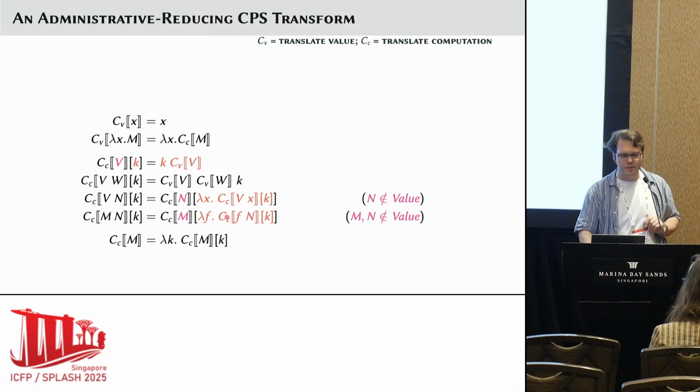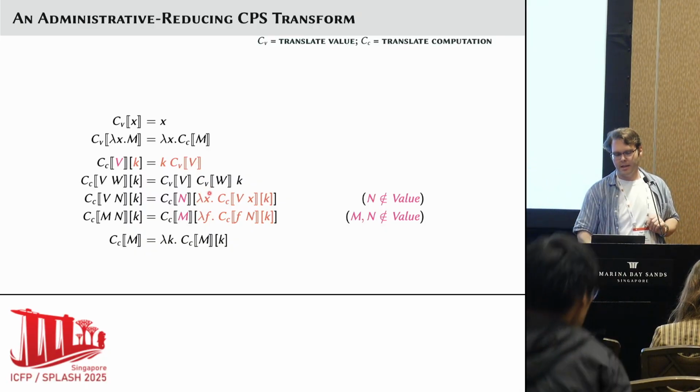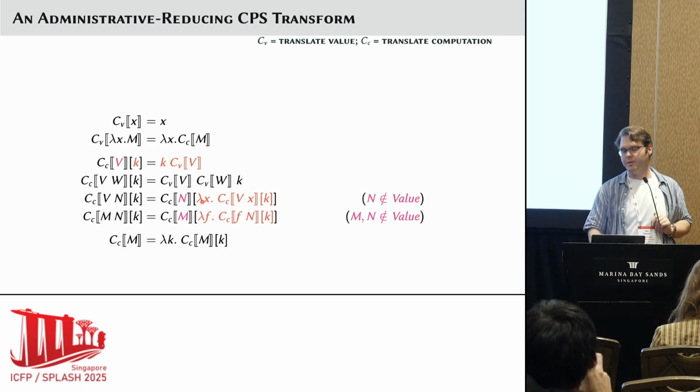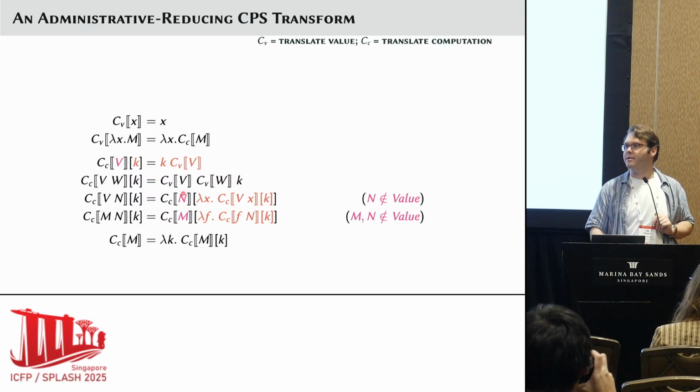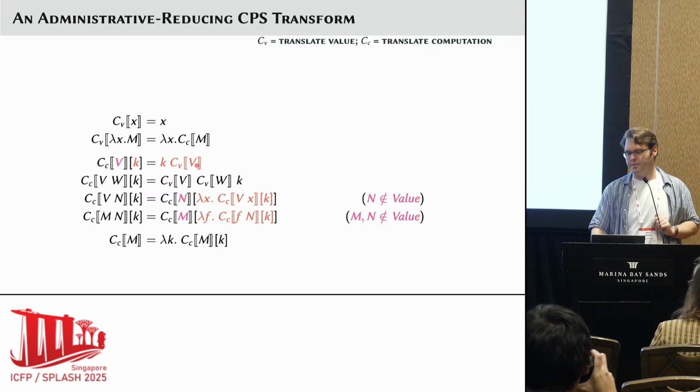And in these cases for application, we create a continuation that is a lambda, which might get applied to a value, but that doesn't actually happen because the only time we supply a lambda continuation to this translation is if the term we're translating is not a value. So we never get this interaction between this lambda getting applied to a value.